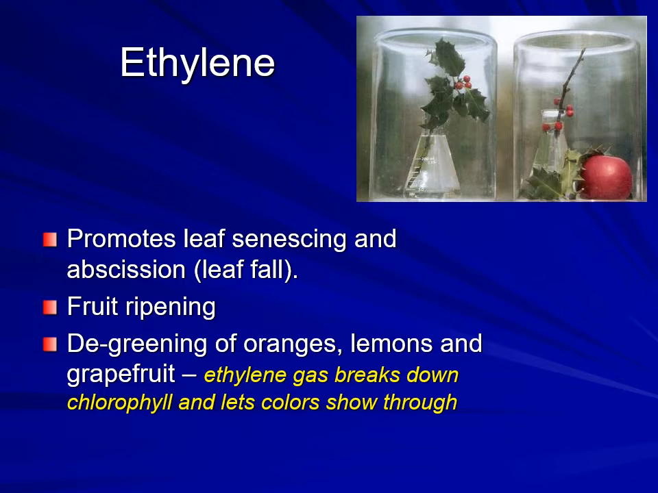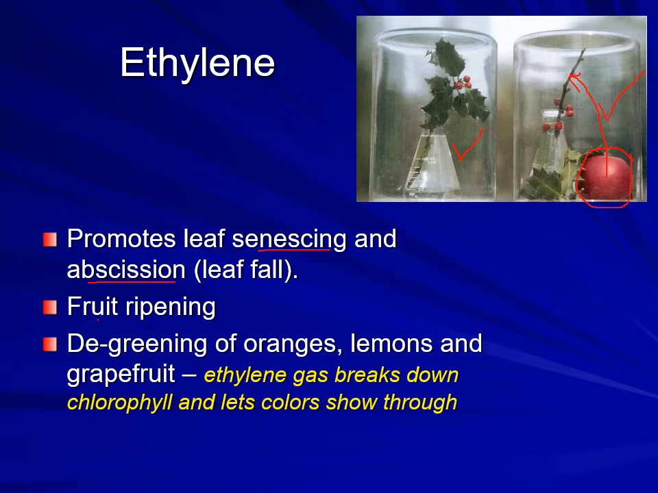So one of the classic experiments is you take an apple, which produces its own ethylene, lots of it, and you put it under a beaker with a branch of leaves. In this case, it's holly. In the control, the plant's sitting in the water and it's getting light. It's fine. It's happy. But in the beaker where the apple was present, the ethylene is causing the leaves to fall off. So we call that leaf abscission in combination with senescing, but it's primarily leaf abscission. So ethylene causes leaves to fall off.